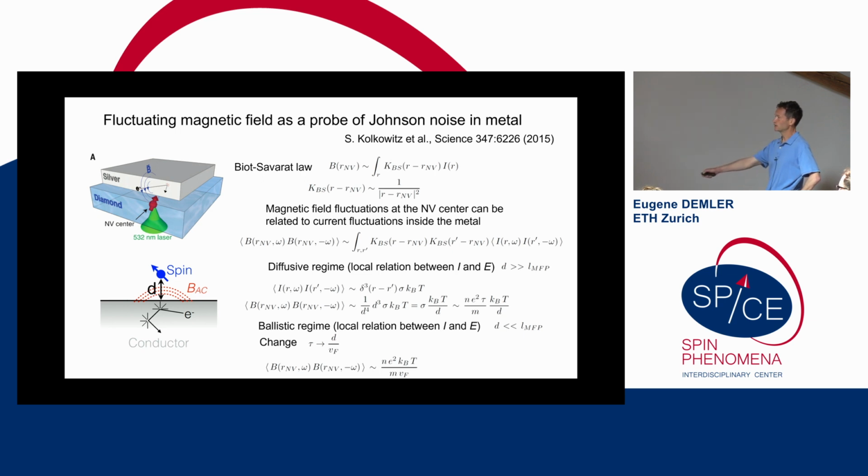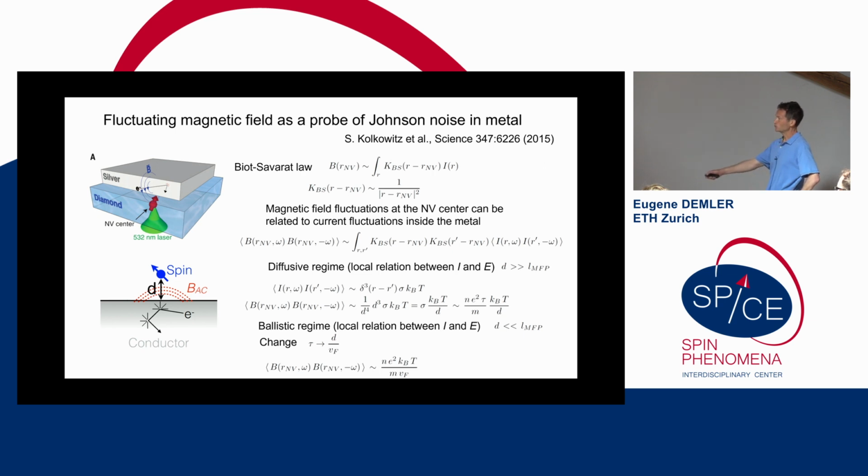If we look at the magnetic field correlator, then roughly, as we said, this Biot-Savart kernel goes as 1 over distance squared, so we have twice this kernel, and we get 1 over distance to the 4th. We're integrating over the volume, which is roughly the distance cubed, and then we put in this sigma kT, and we find therefore that magnetic field fluctuation should scale as 1 over the distance and be proportional to conductivity.